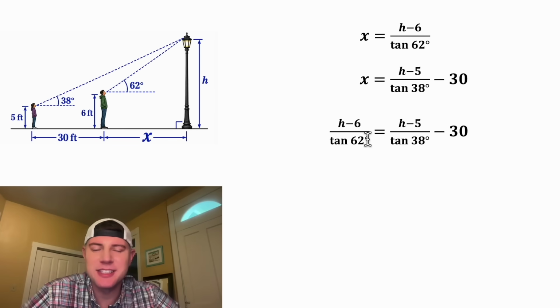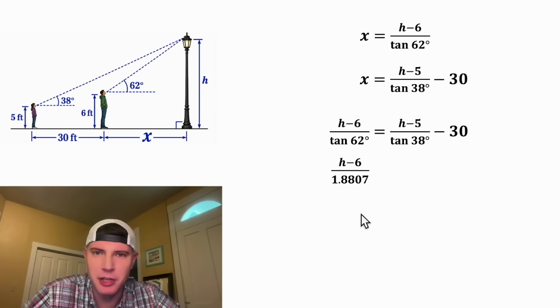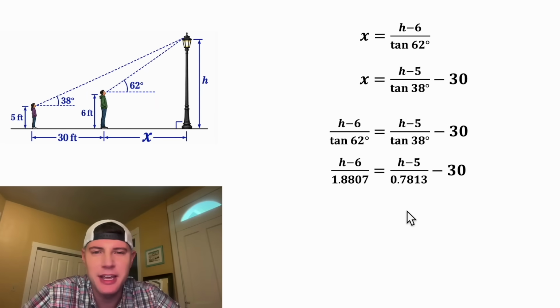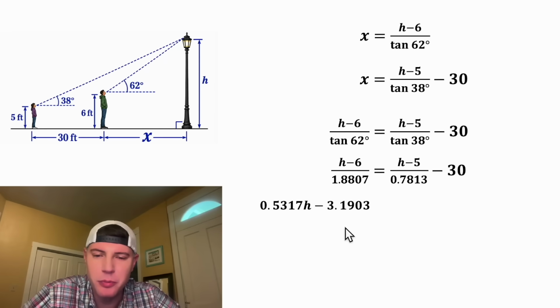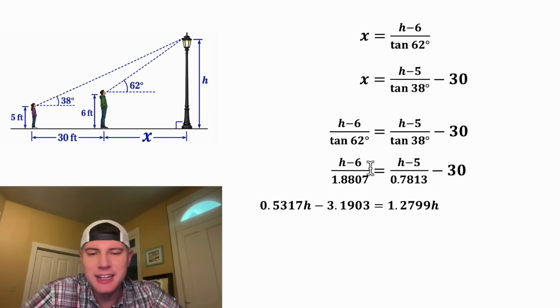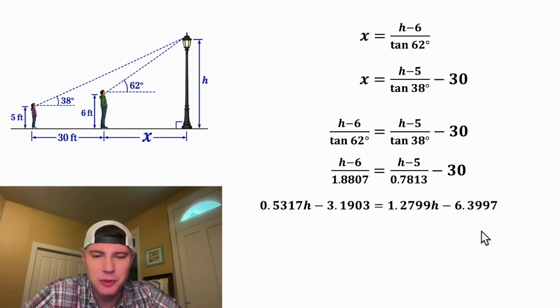In the place of the tan 62, we can plug in 1.8807. And in place of the tan 38, we can plug in 0.7813. Next, we can divide the H by the 1.8807, which will give us 0.5317H. And then we can divide the negative 6 by this to get negative 3.1903. And then on the right-hand side, we can divide this H by this to get 1.2799H. And then we can divide the negative 5 by this to get negative 6.3997. And then we can copy down the negative 30.